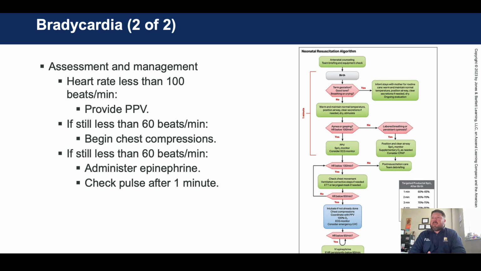So looking at the neonatal resuscitation algorithm again, remember, if the heart rate's less than 100 beats per minute, we're going to provide positive pressure ventilation and continue to support the airway. Then after we've done that and the heart rate's less than 60 beats per minute, we're going to begin chest compressions. And after we are providing positive pressure ventilations and chest compressions and the heart rate's still below 60 beats per minute, we're going to administer epinephrine, and then we'll check the pulse after 1 minute.